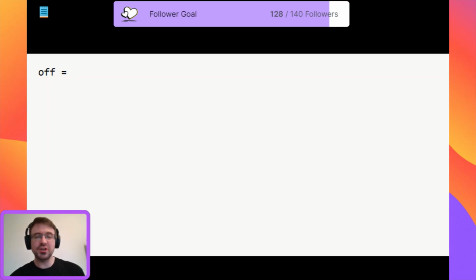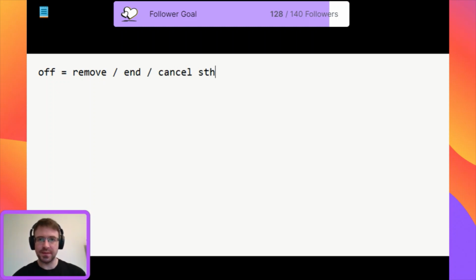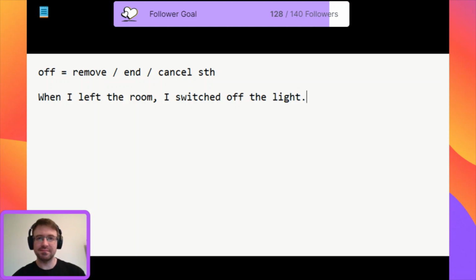Then we have the preposition off, which is a very typical one. And we use off normally when we remove, we end, or we cancel something. All of these are very typical with the preposition off. So for example, we can say, when I left the room, I switched off the light. So here you are ending the light in the room.